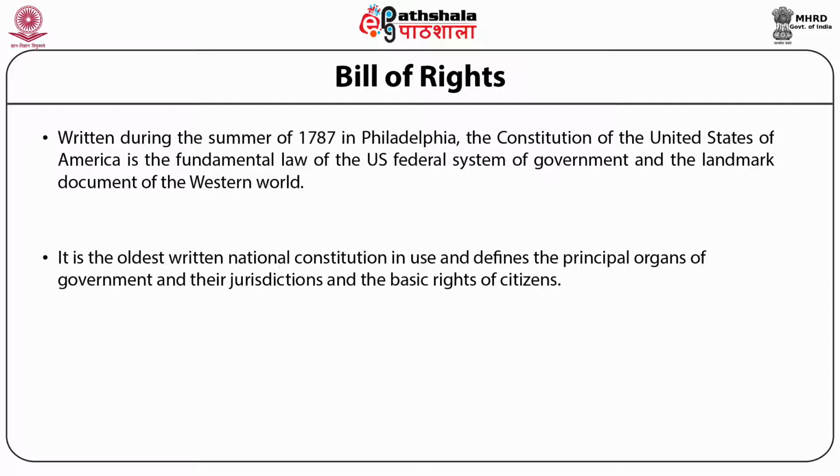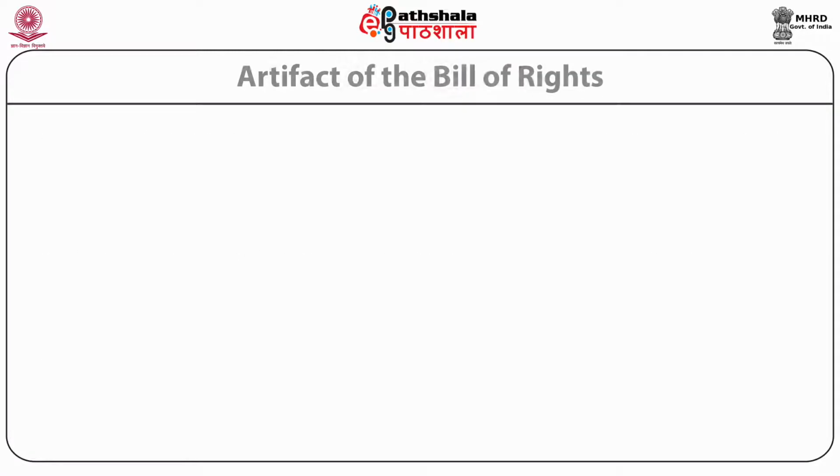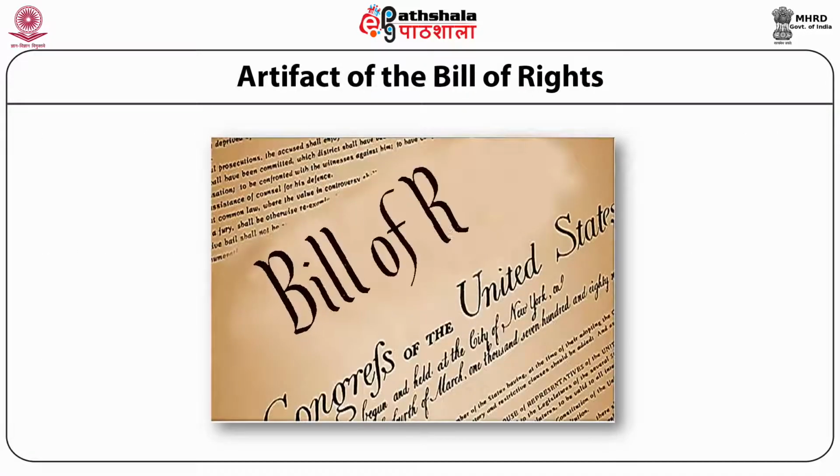The US Constitution defines the principal organs of government and their jurisdiction and the basic rights of citizens. The first 10 amendments to the Constitution. An amendment to the Constitution essentially means a change to the Constitution. The first 10 amendments are collectively known as the Bill of Rights, and they came into effect on December 15th, 1791, limiting the powers of the federal government of the United States and protecting the rights of all citizens, residents, and visitors on American territory. You are here looking at an artifact of the Bill of Rights.